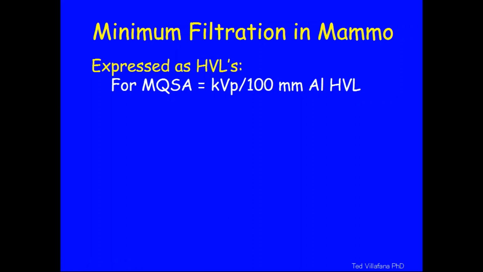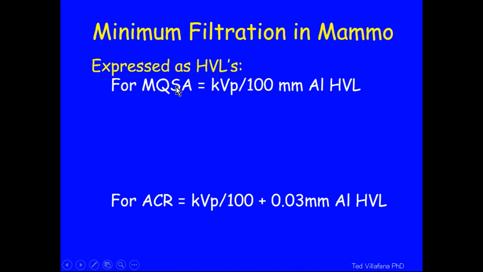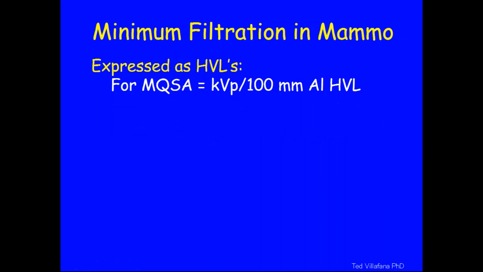What is the minimum filtration in mammo? It is not the 2.5 millimeters of aluminum, as I mentioned. Later on, we're going to be talking about the MQSA. The letters stand for Mammography Quality Standards Act. We'll talk more about that when we come to the dose and mammography section. But for now, it specifies the federal minimum, and that federal minimum is just you take the kVp and divide it by 100, and that should be the millimeters of aluminum half value layer.